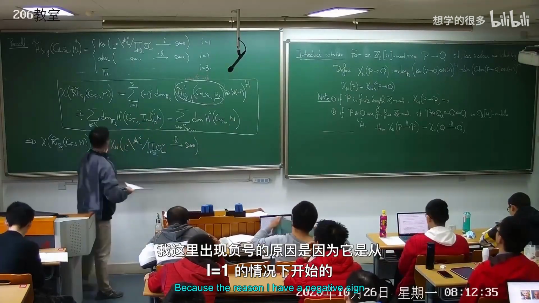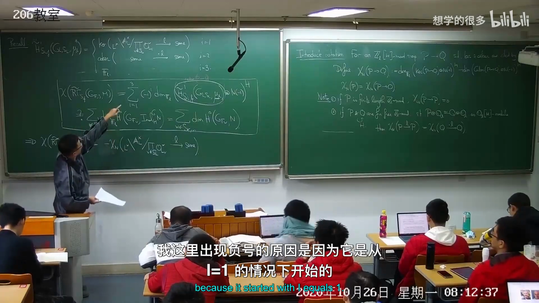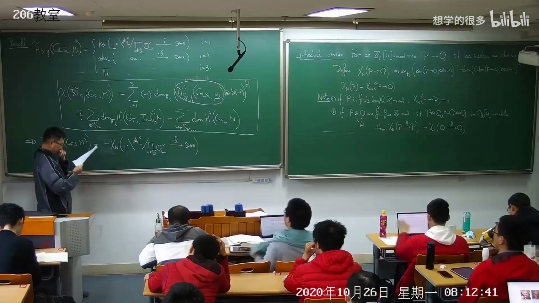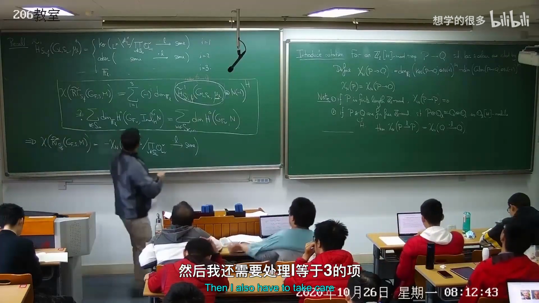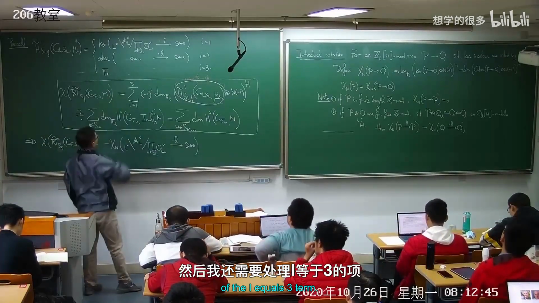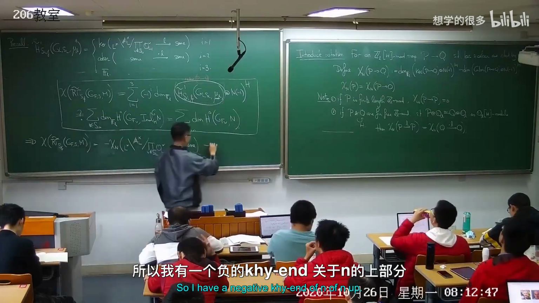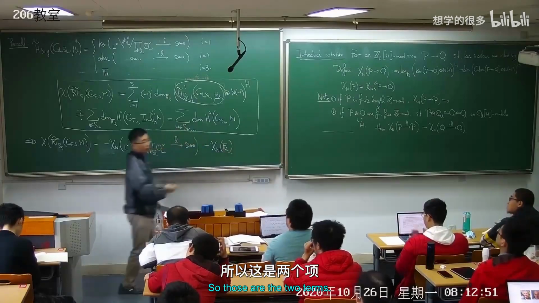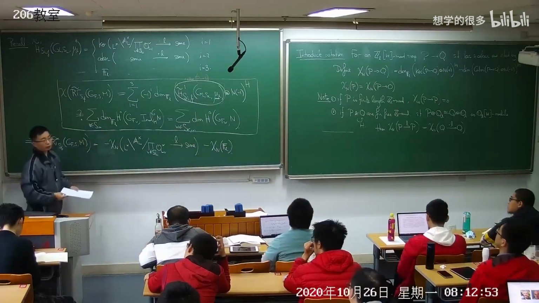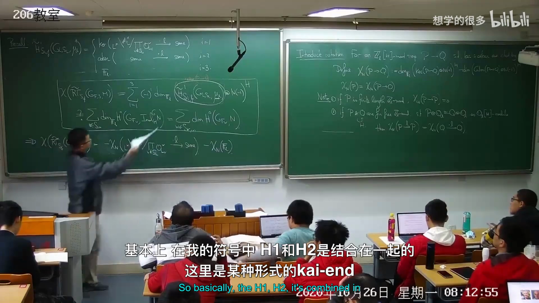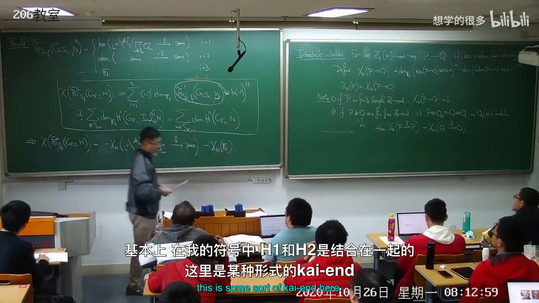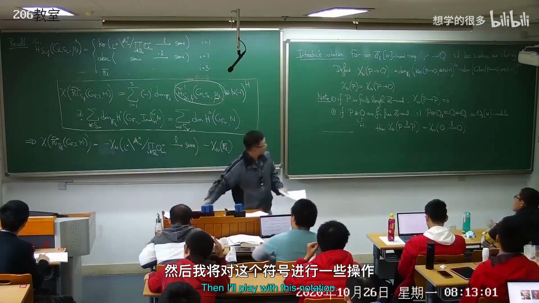The reason I have a negative sign here is because it started with I equals 1, and naturally here we have a negative sign. Then I also have to take care of the I equals 3 term. So I have a negative chi n of FL. So those are the two terms. So basically the H1 and H2 is combined in terms of my notation. Then I'll play with this notation.